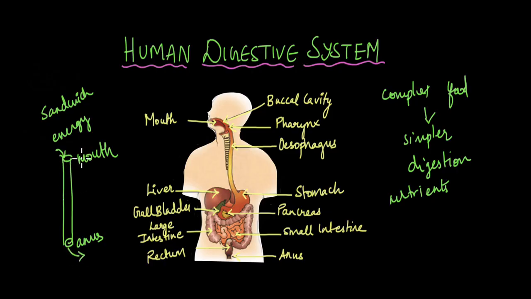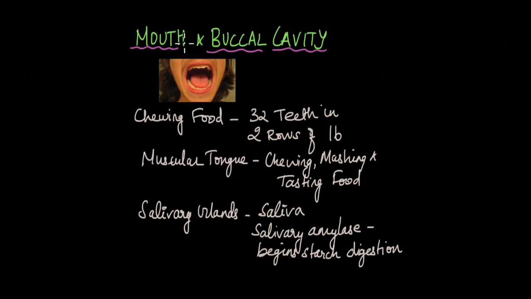So what happens to the food inside the mouth? First, let's take a look at that. So the mouth, that is also called the buccal cavity, is what is covered by your cheeks on both sides and the palates on the top and bottom. Your mouth has 32 teeth arranged in 2 rows of 16. The function of the teeth is to make sure that the food we eat is broken down or chewed into smaller pieces. Apart from teeth, we also have a tongue, which is a muscular structure.